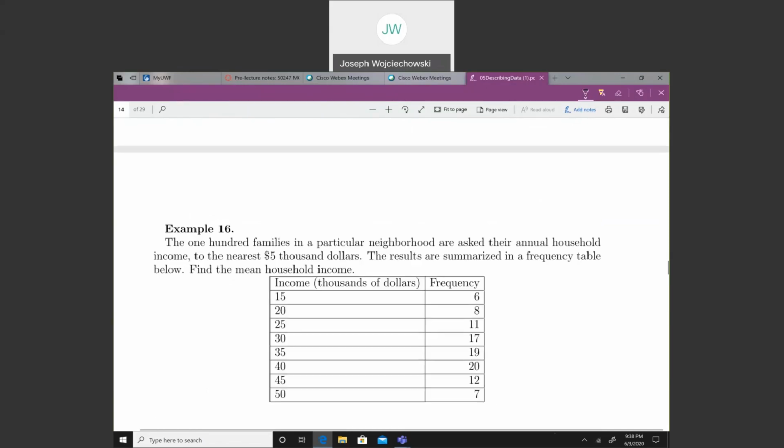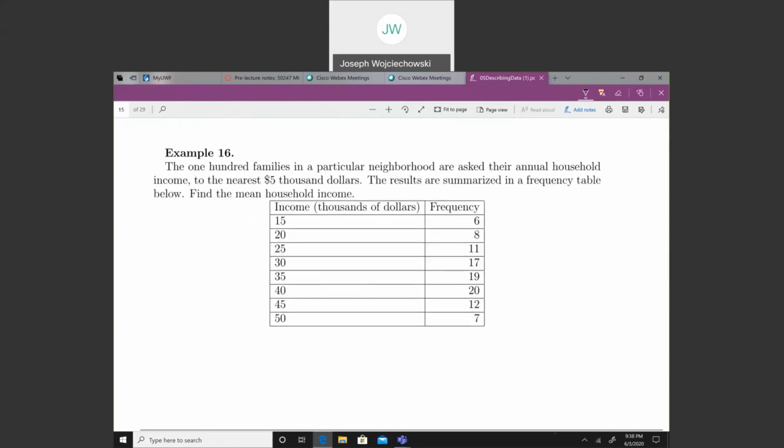Okay, next up. 100 families in a particular neighborhood are asked their annual household income to the nearest $5,000. The results are summarized in a frequency table below. Find the mean household income. So, here's what we got going on here.